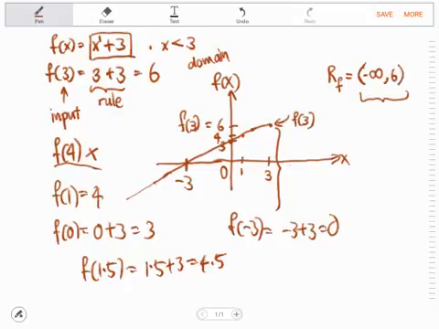You will use the round bracket because it is up to 6 but does not include 6, right? Because I did not input 6, therefore 6 should not be part of the output. So this is just one point to take note. Then there might be some functions where there's a disjoint.